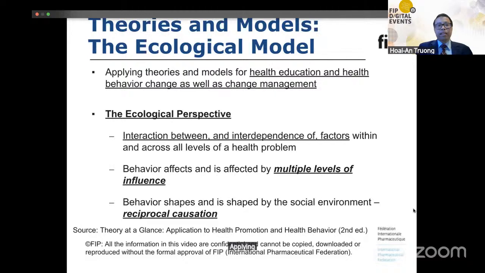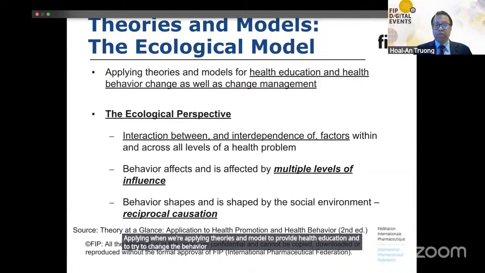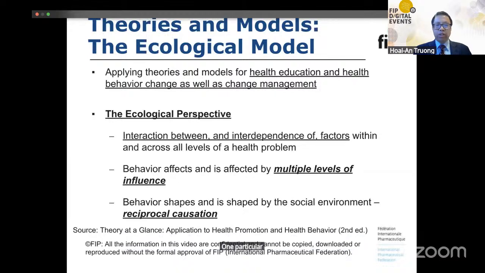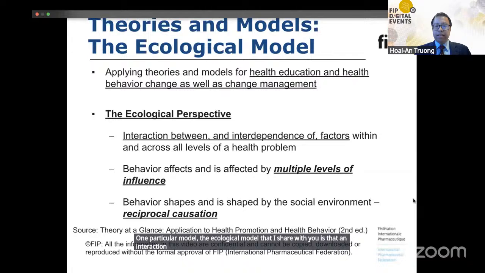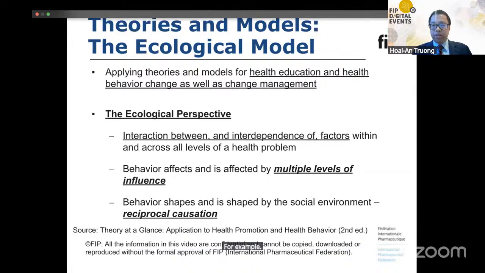When we're applying theories and models to provide health education and to try to change behavior, it also helps us with change management. One particular model, the ecological model that I share with you, is the interaction and interdependence of factors across all levels of a health problem, ranging from the individual to the community, to the organization, or to an enterprise.